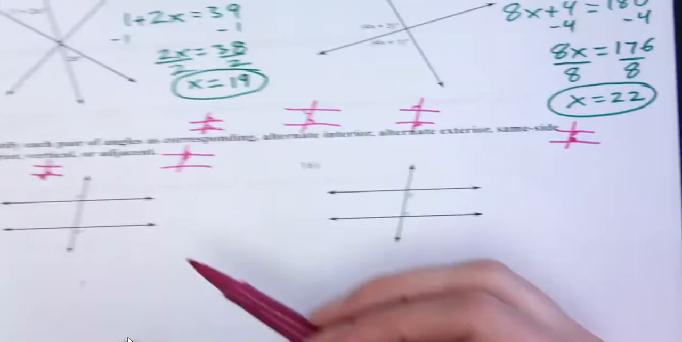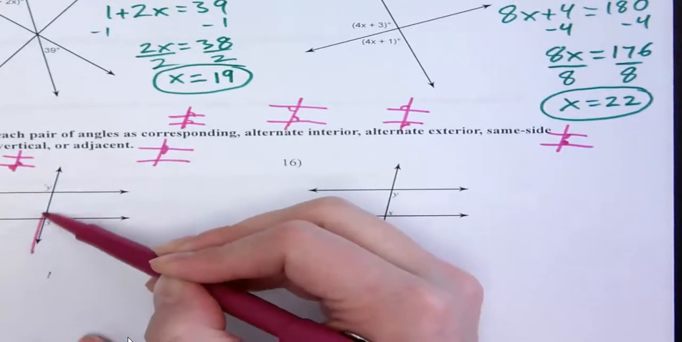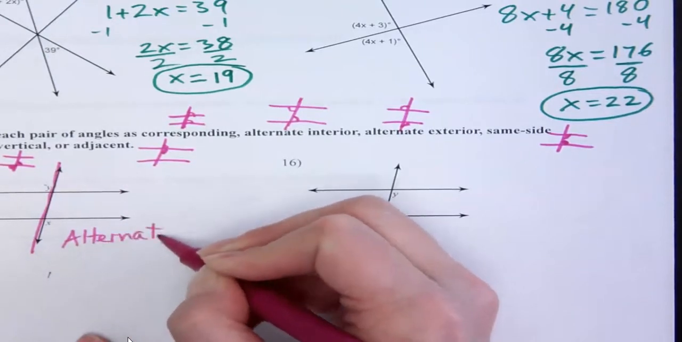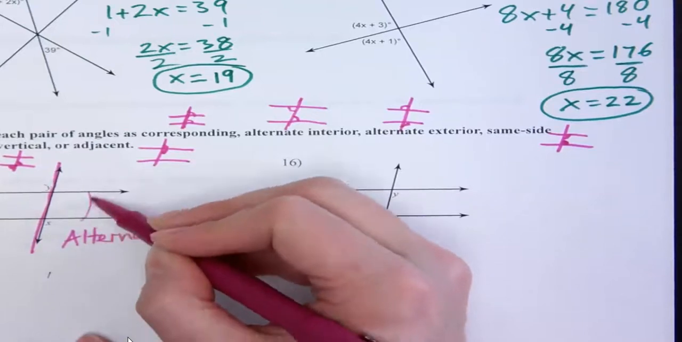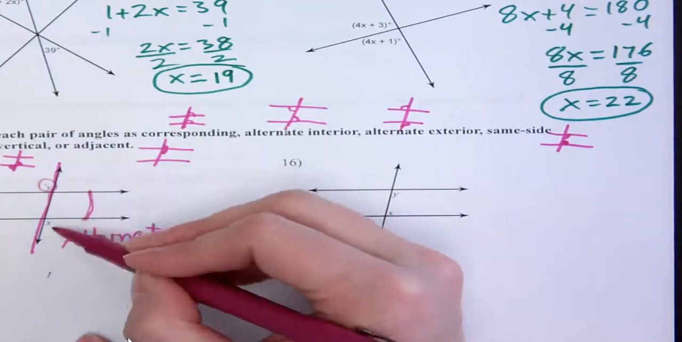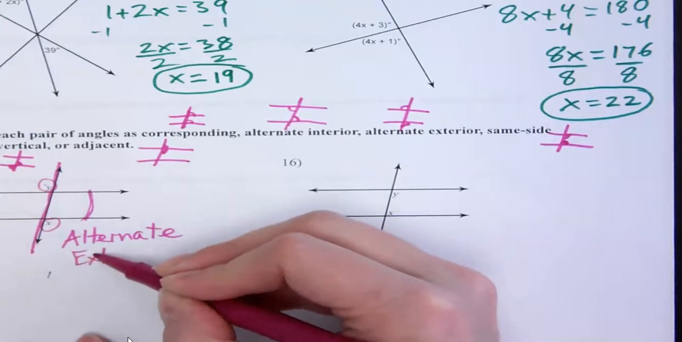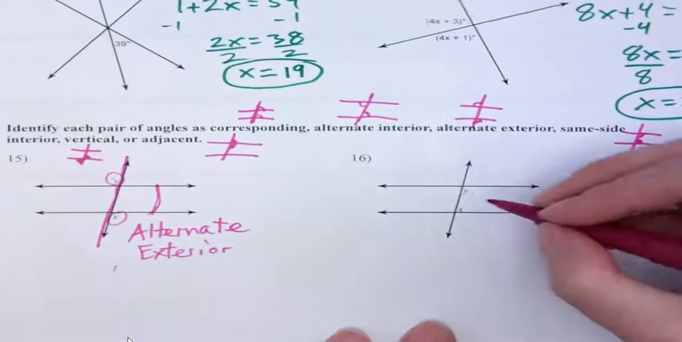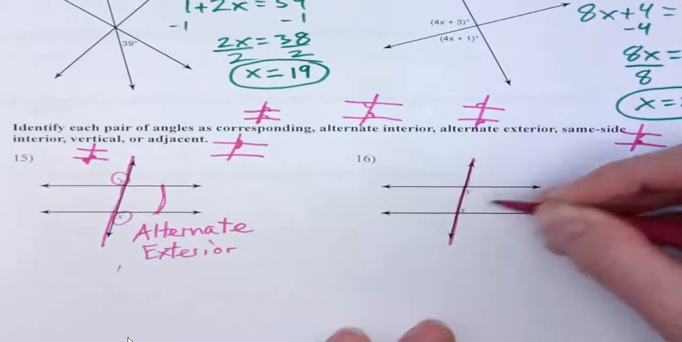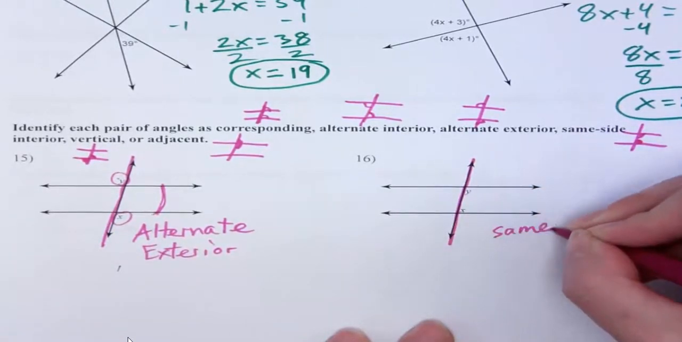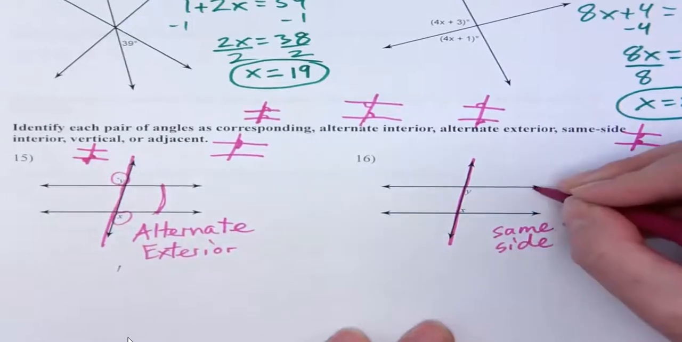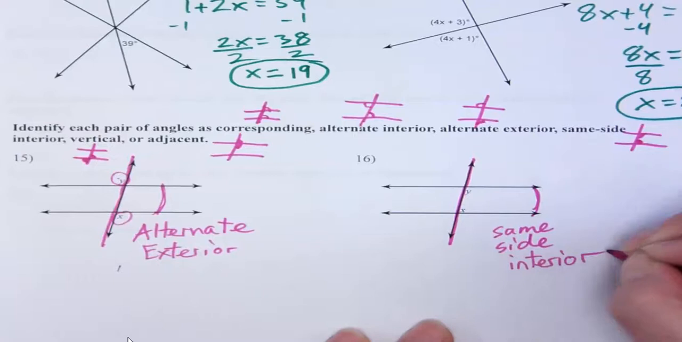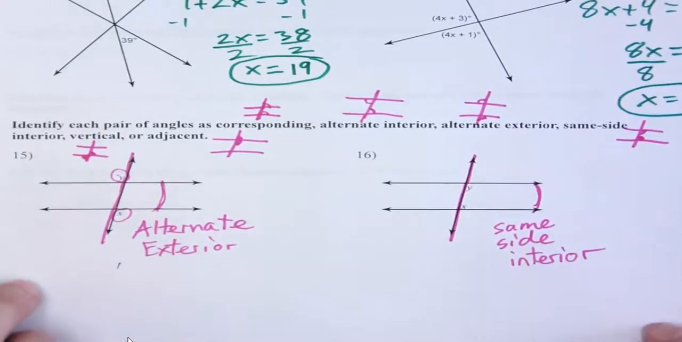And so these ones we look at, they're on alternate sides. This is our transversal, so alternate. And these are our two lines that we're going in between, so they are outside of those two lines, so they're exterior. These ones, if we look at our transversal, they're on the same side. And these are my two lines, they are interior. So that is the labeling of our angles.